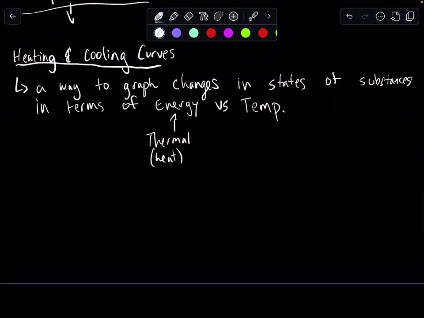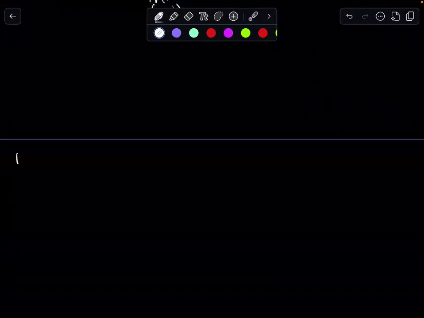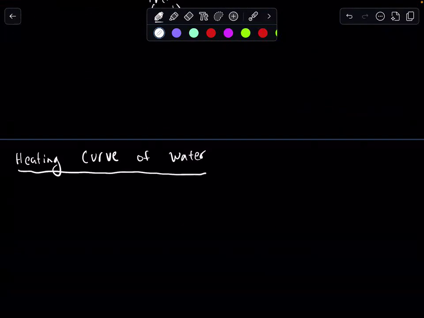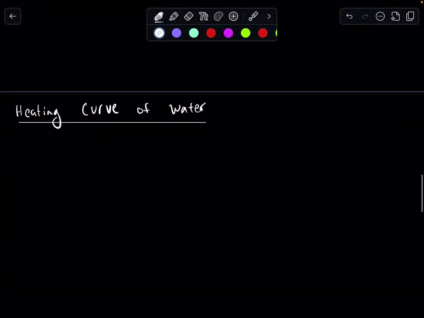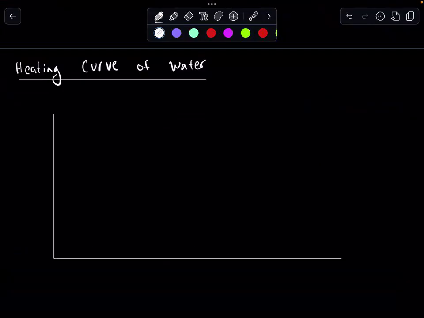Now, what does a heating or cooling curve look like? We're going to start with the most common one, which would be the heating curve of water. We like to use water for a few reasons. My favorite reason for why I use water is because I already know the points of interest on water. And what I mean by that is I know the temperature at which water melts and freezes at, because that is an important part of our curve.